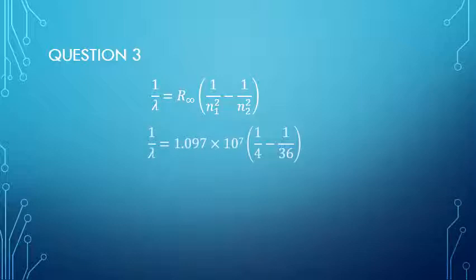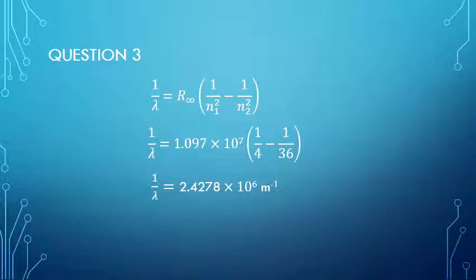There's our formula. I've plugged in my constant. I've plugged in my two values. Now the rest is just math. I'm going to evaluate the inside of the parentheses first and multiply by the constant. I get 1 over lambda equals 2.4278 times 10 to the 6th. Try that calculation yourself, and then of course be sure to plug in n equals 5 for the exercise.